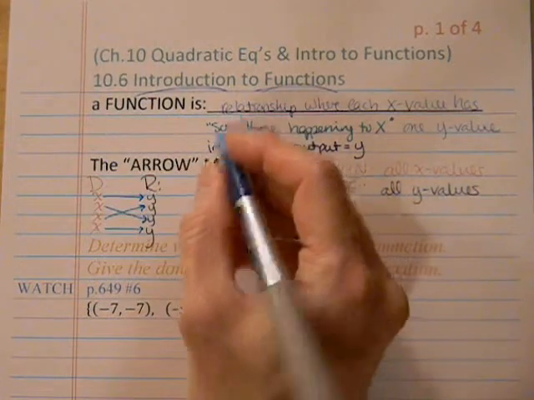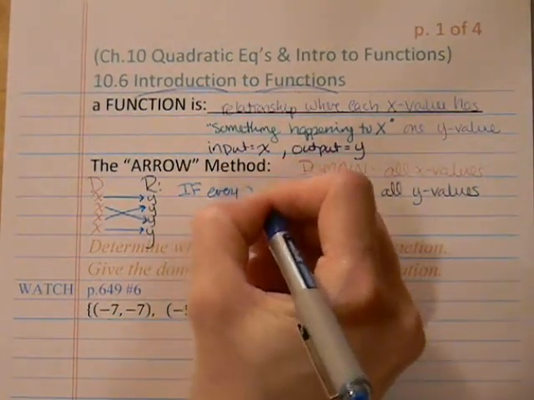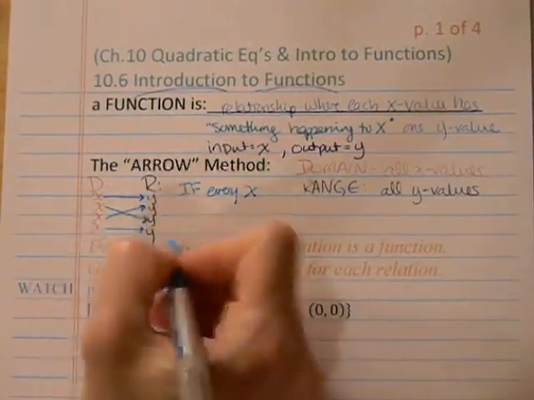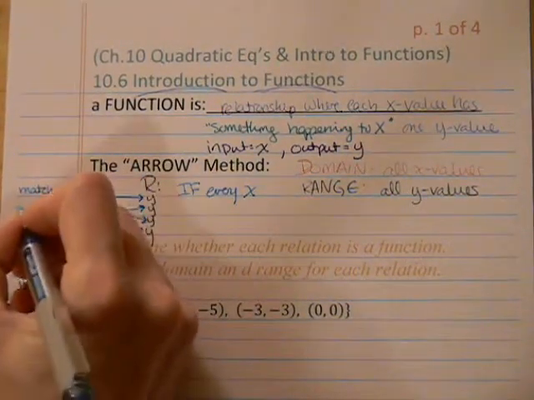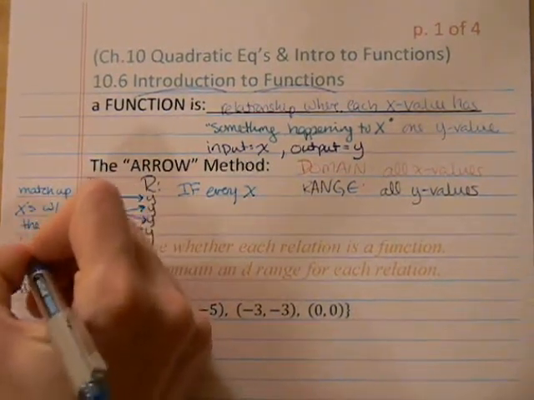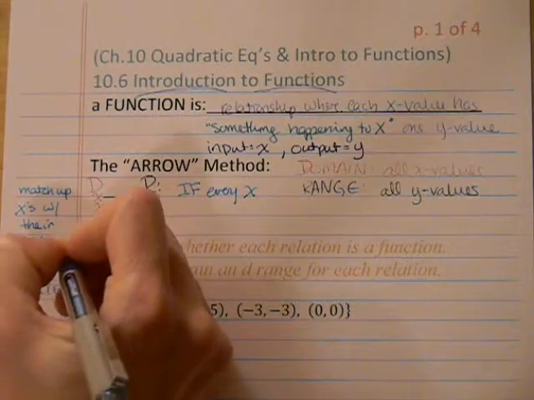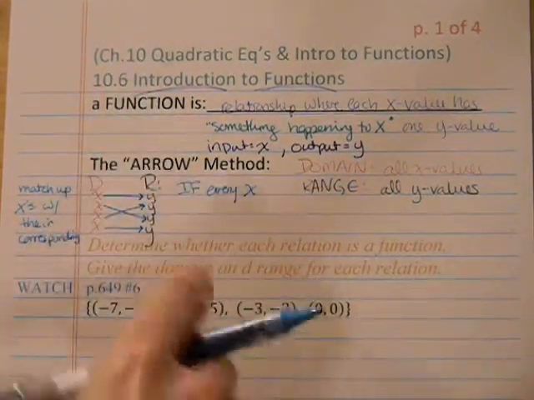Okay, so the arrow method says that you match up all the x's and y's. So you match up the x's with their corresponding y's. How do you know? Well, that'll become clear in just a little bit. As we start this, they're going to tell you the pairings, what x goes with their y's. So match up the x's with their corresponding y's.